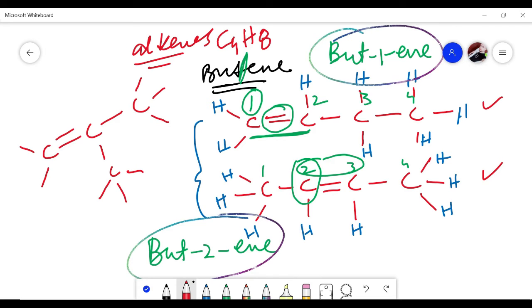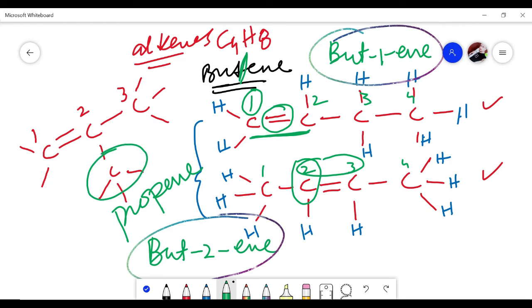Now let us name it. I am starting the name from the double bond, least value 1, 2, and 3. So if I take this to be an alkene, which alkene is this? This is propene, but a propene having a CH3 group connected to carbon number 2.